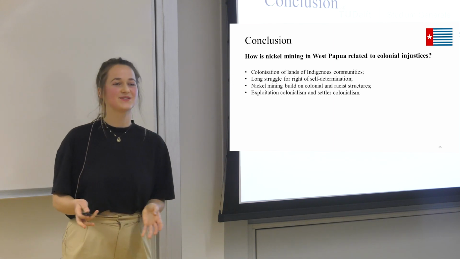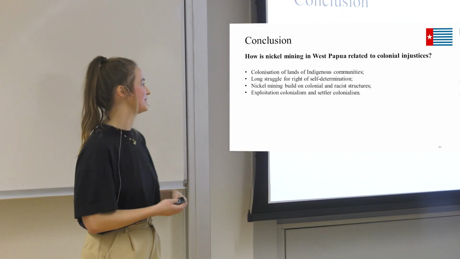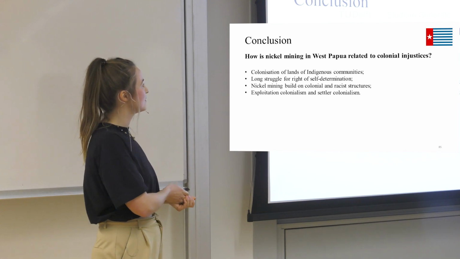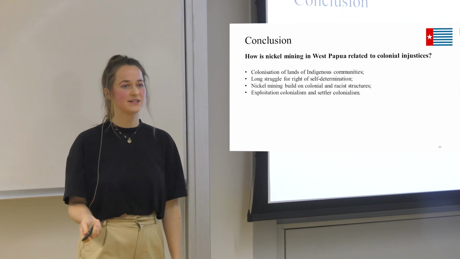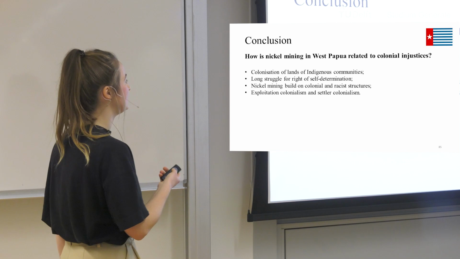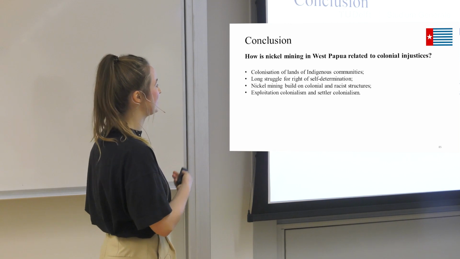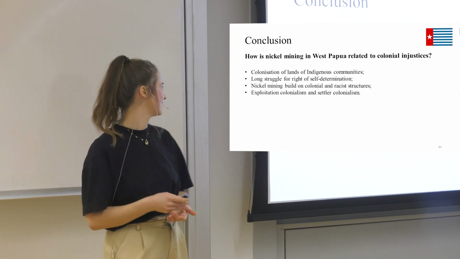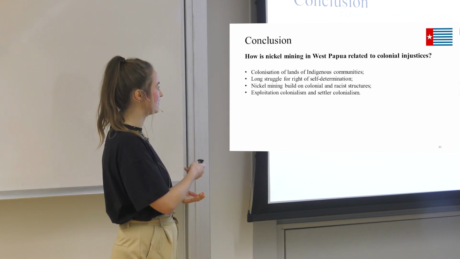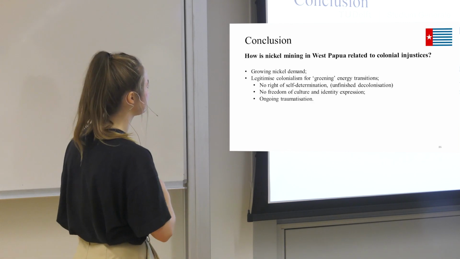And so that brings me to the conclusion of my thesis research. How is nickel mining in West Papua related to colonial injustices? So what you see is that nickel mining is related to colonization of lands of indigenous communities in the history until now, today. And the indigenous Papuans have a long struggle for the right of self-determination, where the nickel mining is built on those colonial and racist structures. So what you see with nickel mining is that it's benefiting both from exploitation colonialism and settler colonialism.